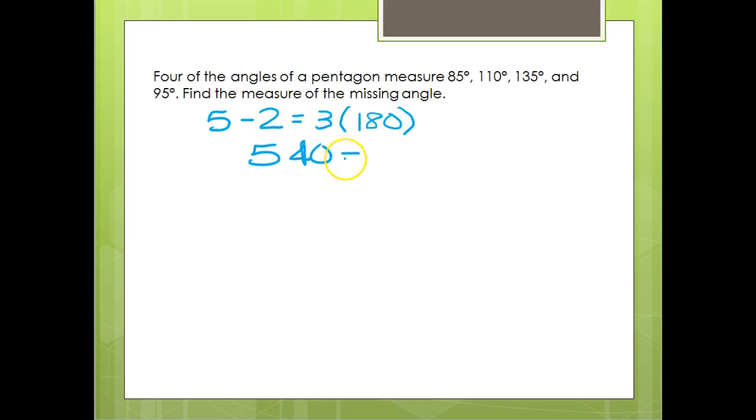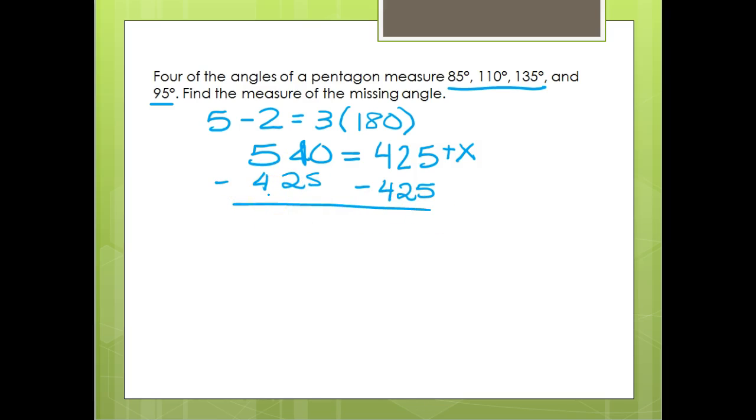Okay, now 540 degrees has to be what all of these plus an unknown angle add up to. So let's add those angles together. Oh good, it equals 425 plus this unknown angle measurement. Okay, so I just need to take that 425 and subtract from both sides. So minus 425. So 540 minus 425, and we get 115 degrees equals x, and that is our missing angle.